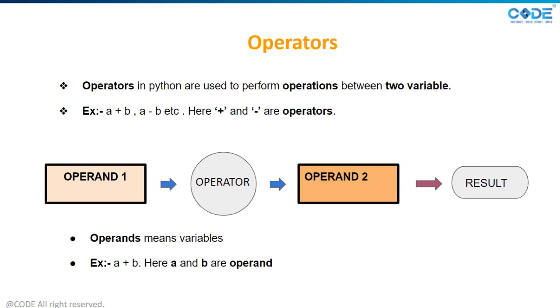Let's consider the above example. In that we have seen a plus b. Here a is operand 1, b is operand 2 and plus is the operator. So we will get the sum of a and b.